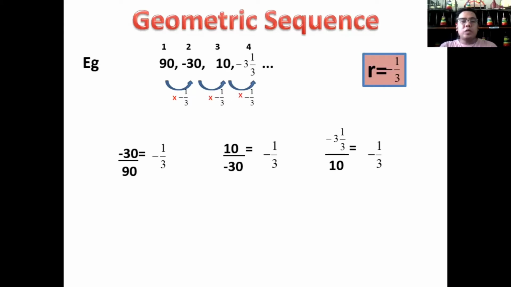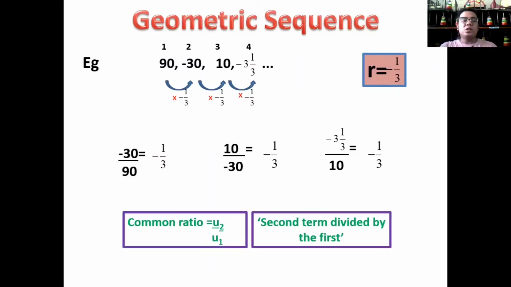Again, how do we get the common ratio of the given geometric sequence? Just divide the second term by the first, the third by the second, and so on. Are we clear? Very good. So therefore, the common ratio can be obtained by dividing the second term by the first, that is a sub 2 over a sub 1.